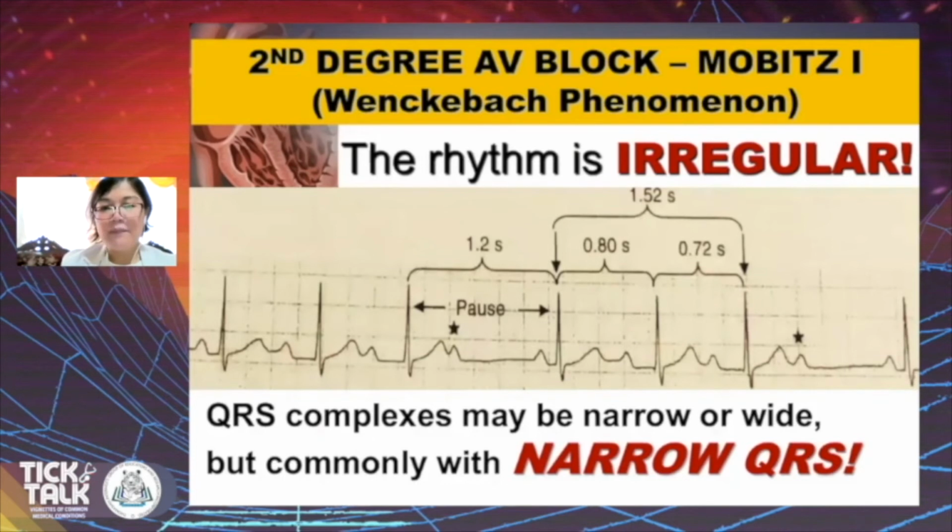Also, when we talk about second degree AV block type 1 or the Wenckebach, the rhythm is usually irregular because of the progressive lengthening of your PR interval before the actual pause or the actual drop beat. And we get to see that the QRS complexes more often than not are narrow.